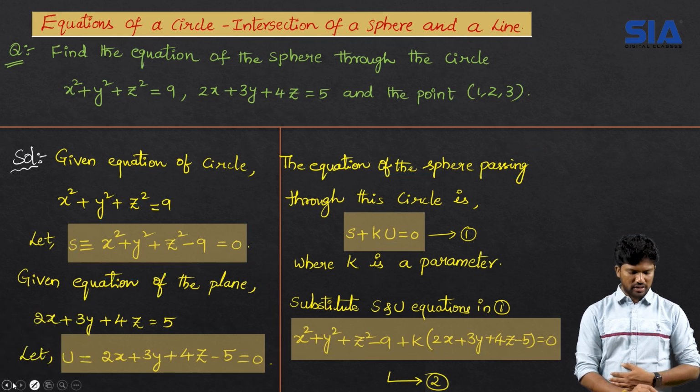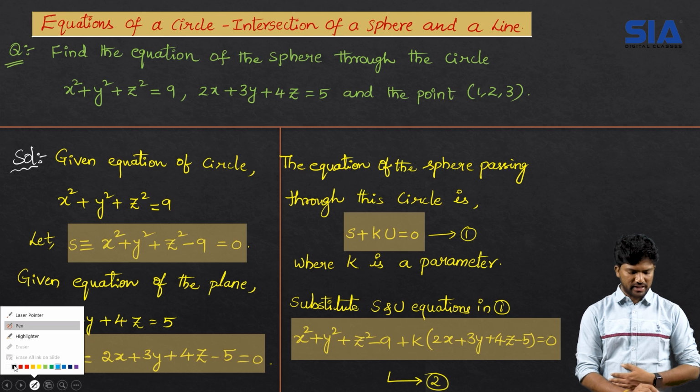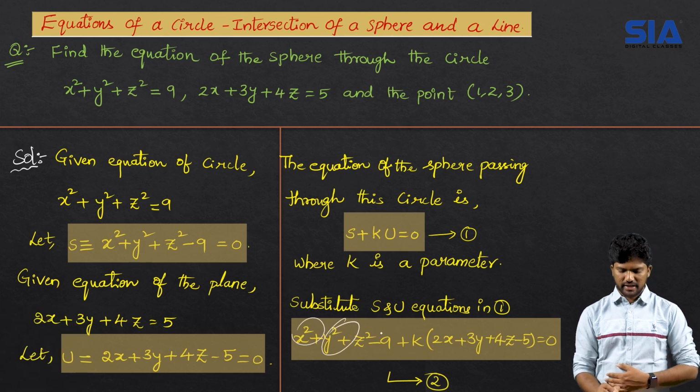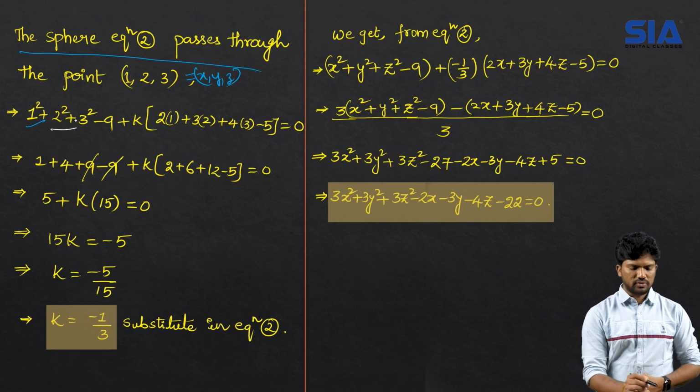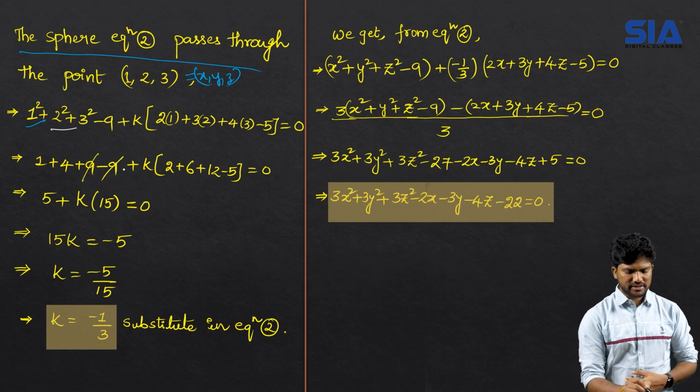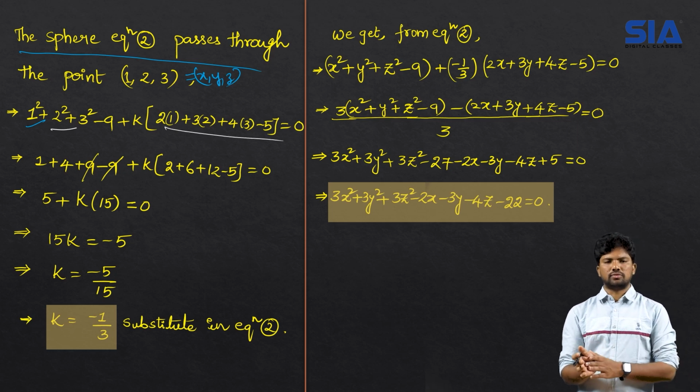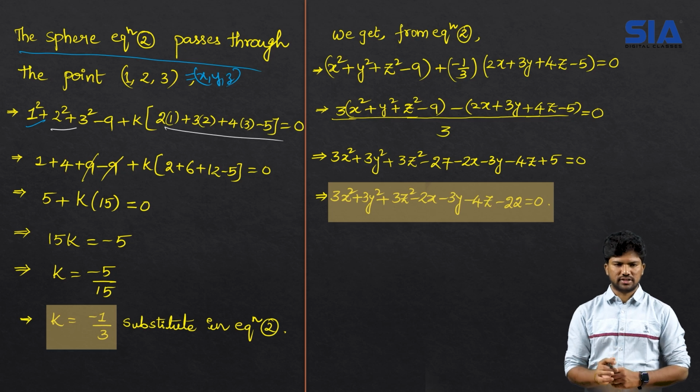If you substitute all the values in place of x, y, z, you will get x square, y square, z square and 2x plus 3y plus 4z. Just substitute those values as 1, 2, 3. So then 2 square plus 3 square minus 9 plus k into 2 into 1 plus 3 into 2 plus 4 into 3 minus 5 is equal to 0.